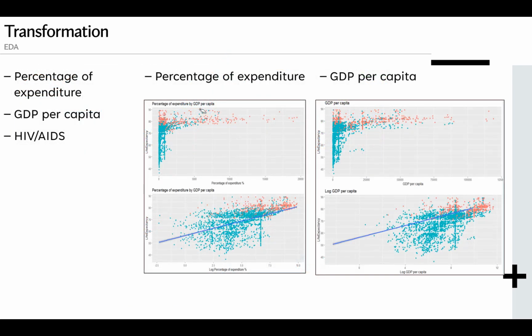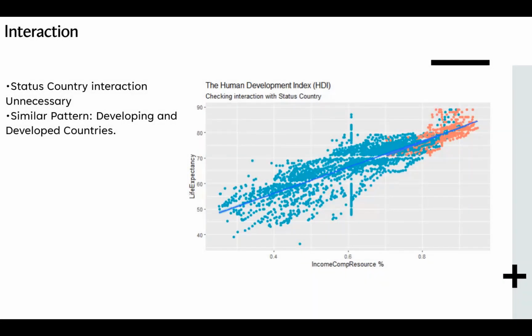And finally, we have performed log transformation for some predictors, like percentage expenditure and GDP per capita. Let's take a closer look at the relationship between life expectancy and the percentage of income from the most important resource, income resource percent. When we group the data by the development status of the country, developing and developed, we create a graph to visualize this relationship. What is interesting here is that when we compare the two groups, developing and developed countries, the pattern of life expectancy versus income resource percent appears quite similar.